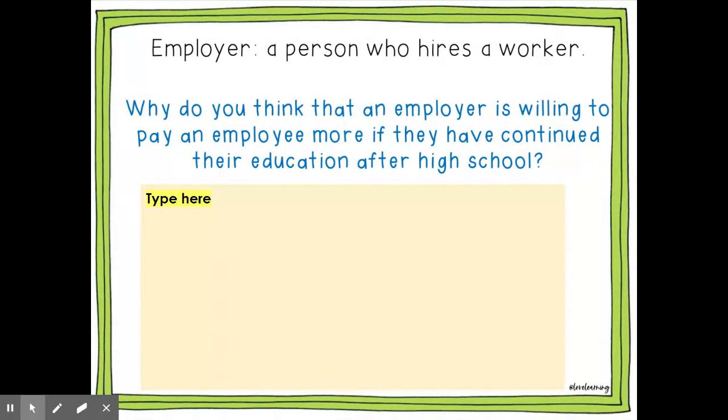Pause the video and answer this question in your notes. Remember, your response should be in complete sentences. And think about what I want from a written response. It should be multiple sentences with a great deal of thought put into your response. So pause the video, put your answer in your notes.